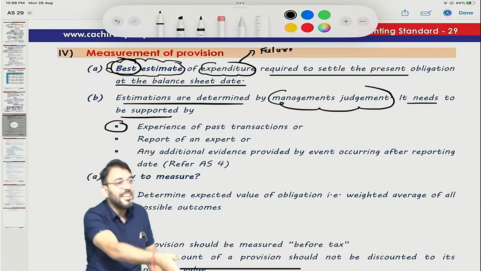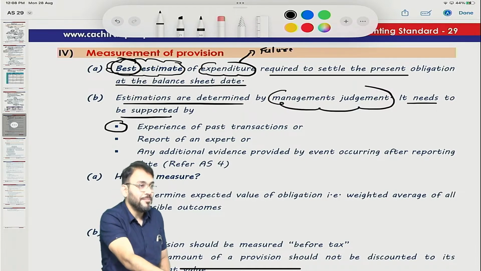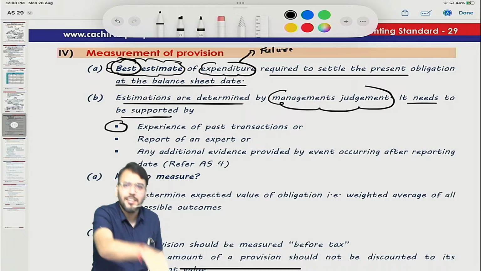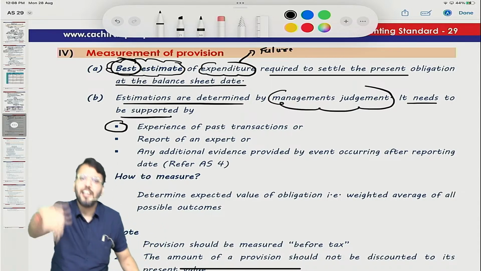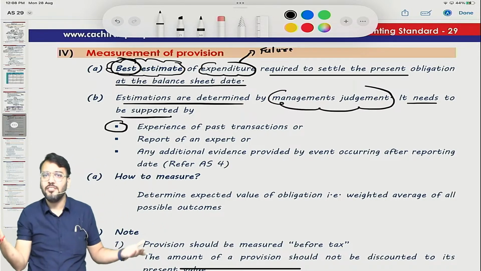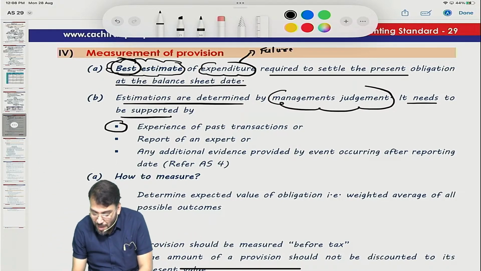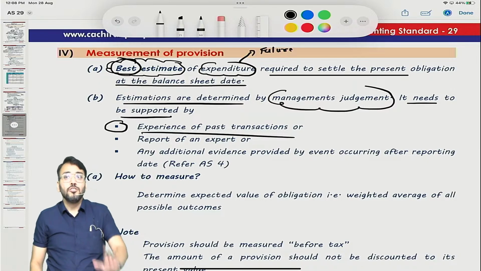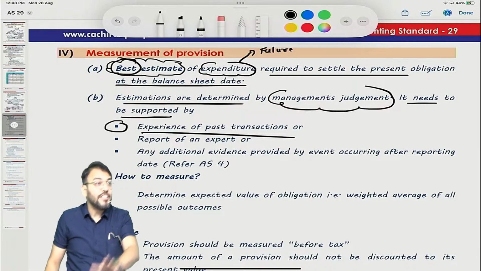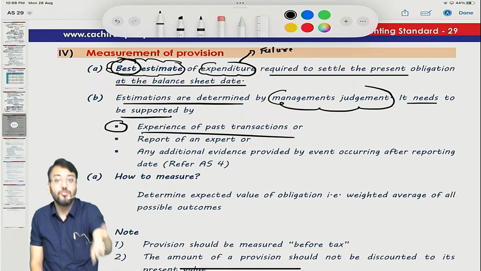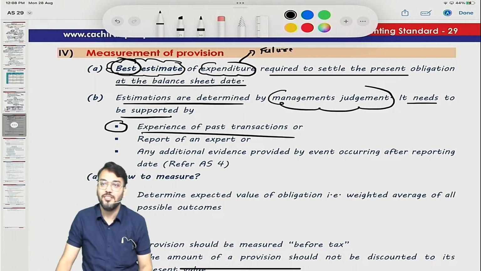Because I scored 90 in what? Class 10 English examination. So I was expecting 90 or more than 90 in class 12 English examination. Simple. So therefore they said experience of past transaction. So management judgment will be based on experience of past transaction. What happened in past that you take as a base to find out the expenditure of future.